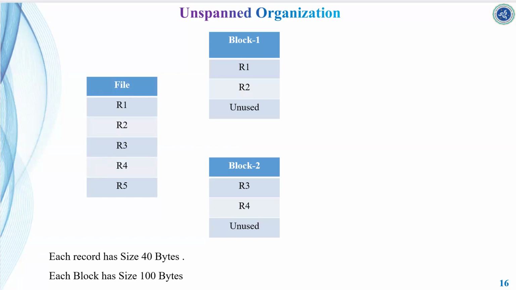So we can see the disadvantage of using unspanned, right? That is, so many unused spaces are there in different blocks. That is the main disadvantage of using unspanned organization.